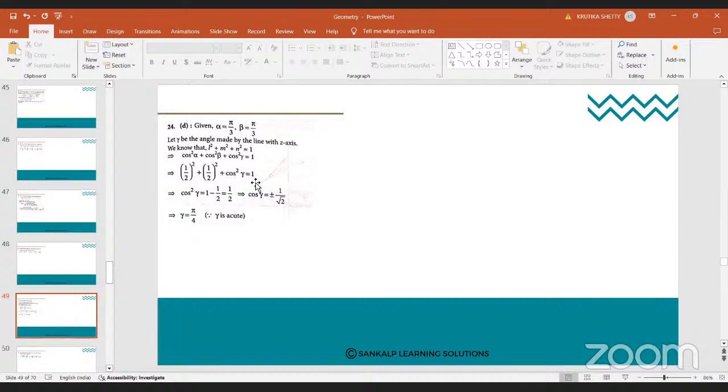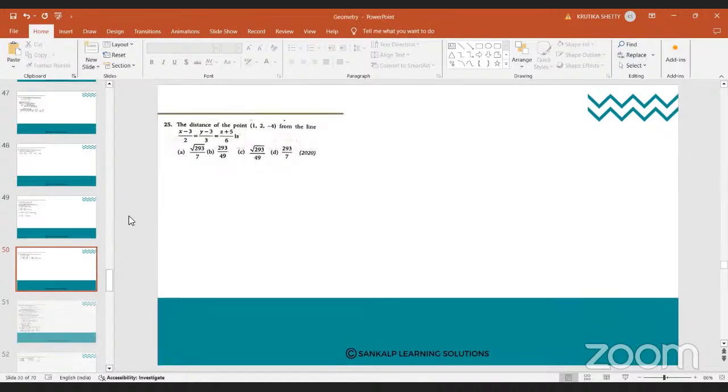Cos square gamma, keep it as it is. So 1 by 2 squared is 1 by 4, 1 by 4 plus 1 by 4 is 1 by 2. 1 minus 1 by 2 will be again 1 by 2. Or cos gamma will be equal to plus minus 1 upon root 2. On simplifying, we get gamma is equal to pi by 4. Okay, so gamma equal to pi by 4 is the angle made by the line with z axis.